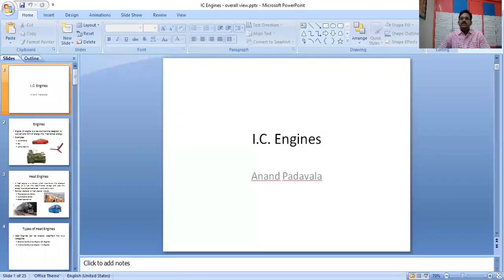So IC engines. My name is Anand Padavala. I am a senior faculty member in the Department of Technical Education, Government of Telangana, and I take classes for diploma students of the mechanical engineering branch. This topic is not only used for diploma holders, but also for engineering students.